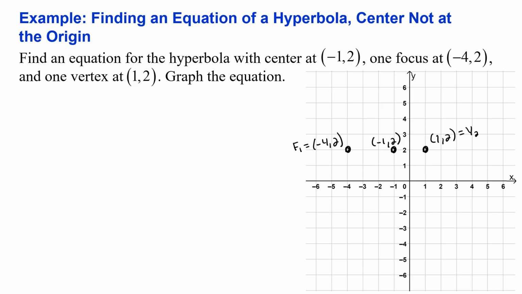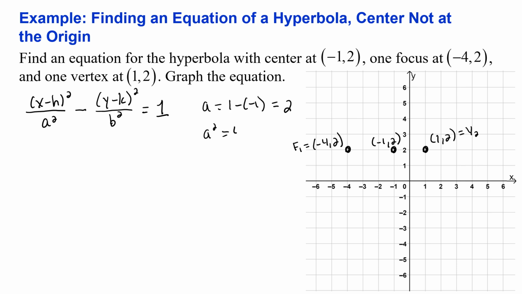Therefore, the equation has the form the square of the quantity x minus h all divided by a squared, minus the square of the quantity y minus k all divided by b squared, equals 1. So we need to find the values of a squared and b squared. To begin, we know the vertices are a distance of a from the center along the transverse axis. Since the center is at the point -1, 2, and the given vertex is at the point 1, 2, then a is the horizontal distance between these 2 points, which is a equals 1 minus -1, or 2, thus a squared will equal 4.